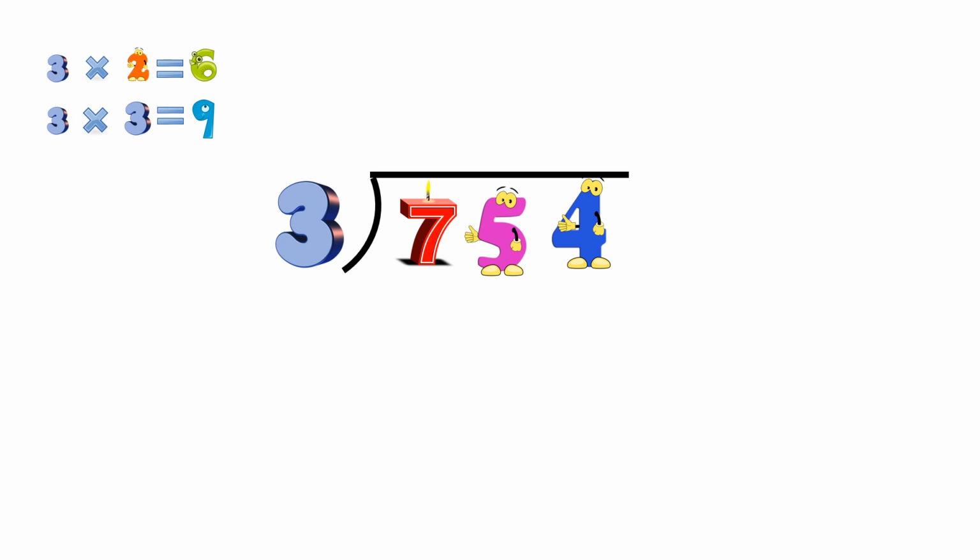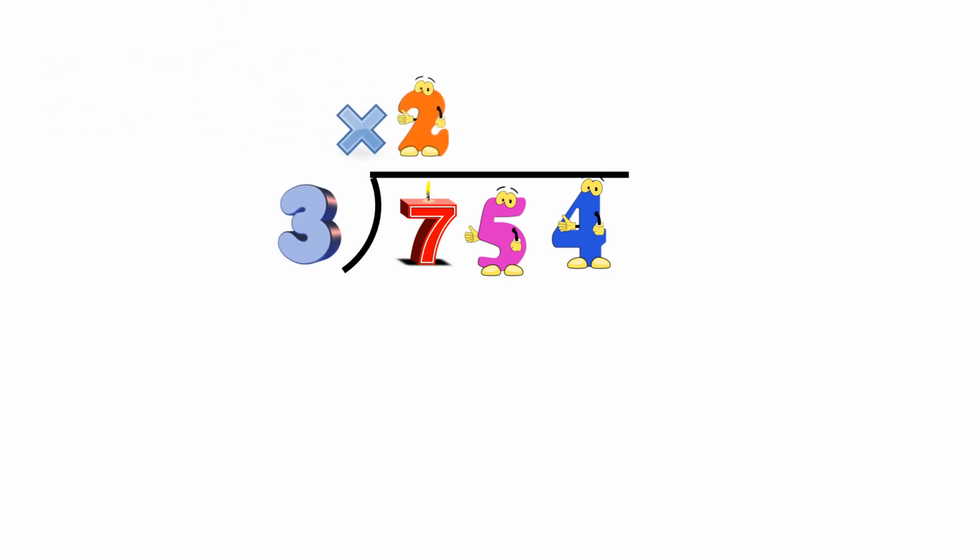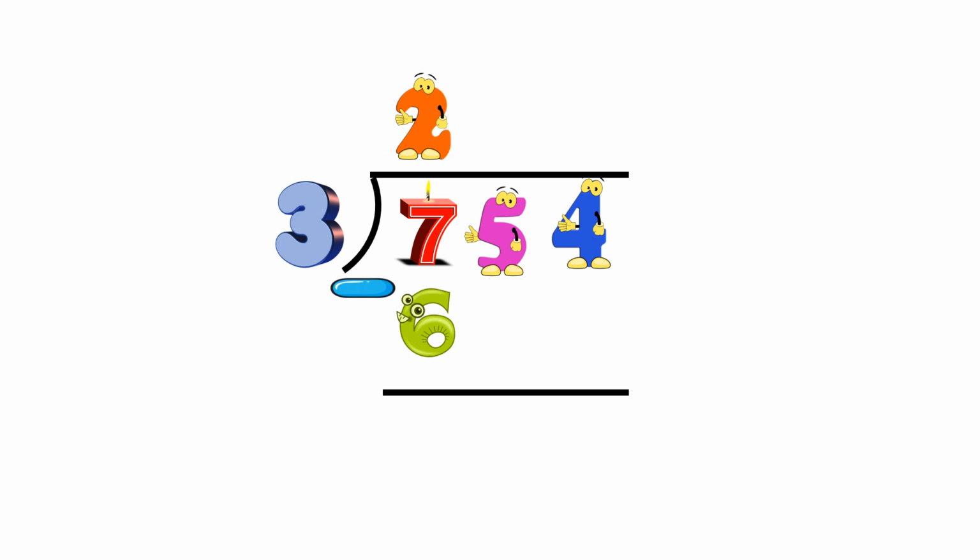But since 7 is in the hundreds place, the 2 should also be in the hundreds place of the quotient. Here is 2. Then we multiply 2, which is in the hundreds place, times 3, which gives 6, which should also be in the hundreds place, but below number 7. Then we subtract. And since 6 is in the hundreds place, it is 600.